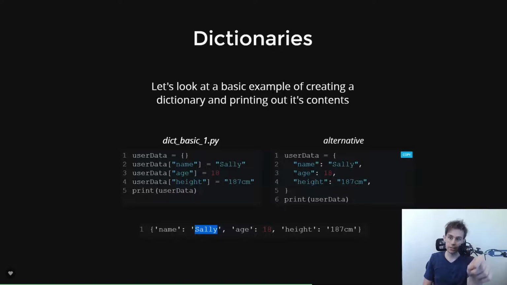Alternatively, just like a list, you don't have to create an empty list and then populate it. You can actually populate it straight away. So these two pieces of code, left and right, are totally identical, right? They have the same effect essentially after it's been defined.